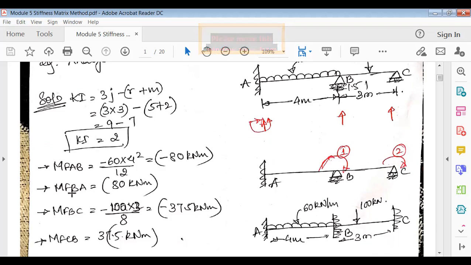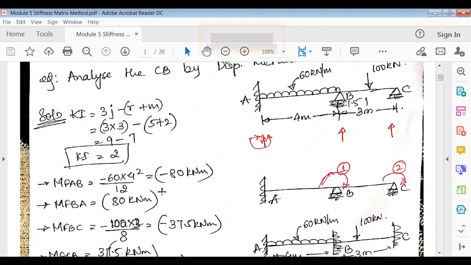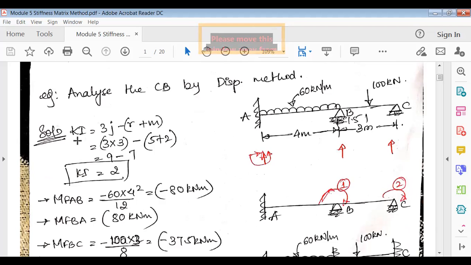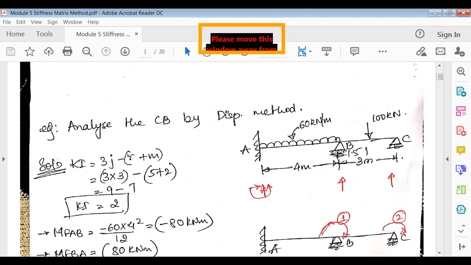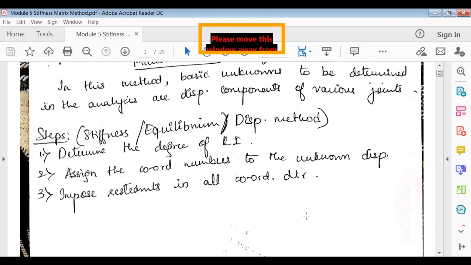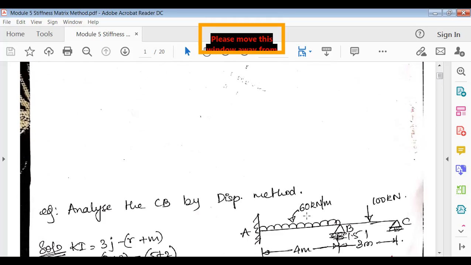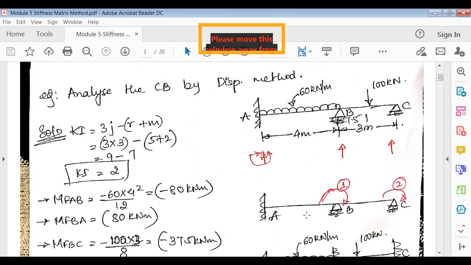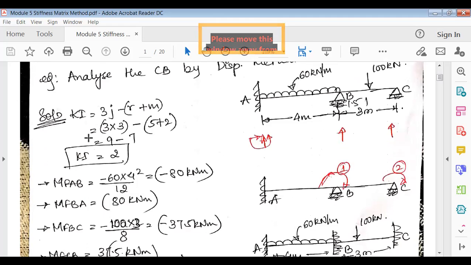Before you start with the fixed end moments, first we have to find the kinematic indeterminacy. We have already studied what static indeterminacy and kinematic indeterminacy are. Kinematic indeterminacy is nothing but the basic unknowns, the unknowns which you're going to find here, that is the rotations and displacements. First it goes with the formula. To find the kinematic indeterminacy, it is 3j minus r plus m.